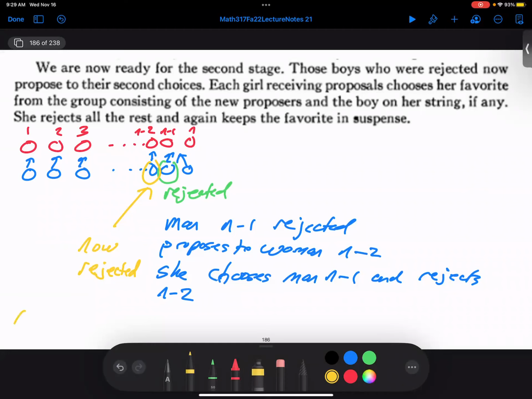So continue while a woman has no offers, which means at least one free man. All right, is everybody happy on this? So we will just keep doing rounds until each woman has an offer. So the question is, will each woman eventually get an offer?